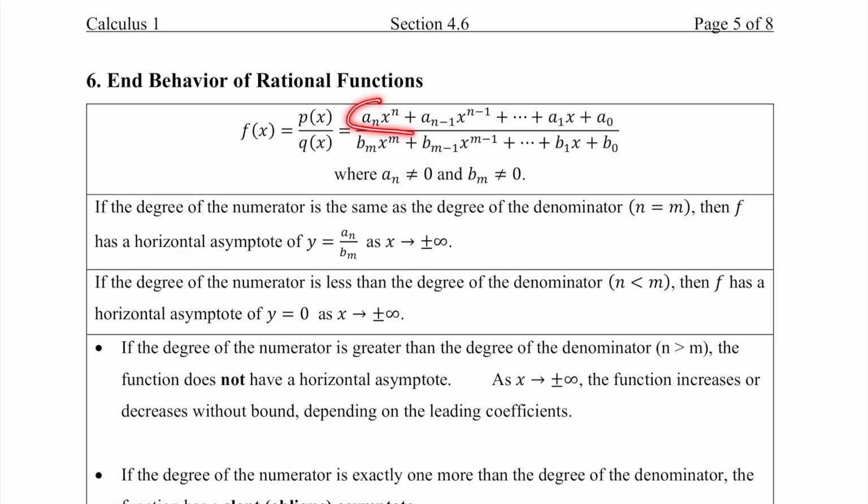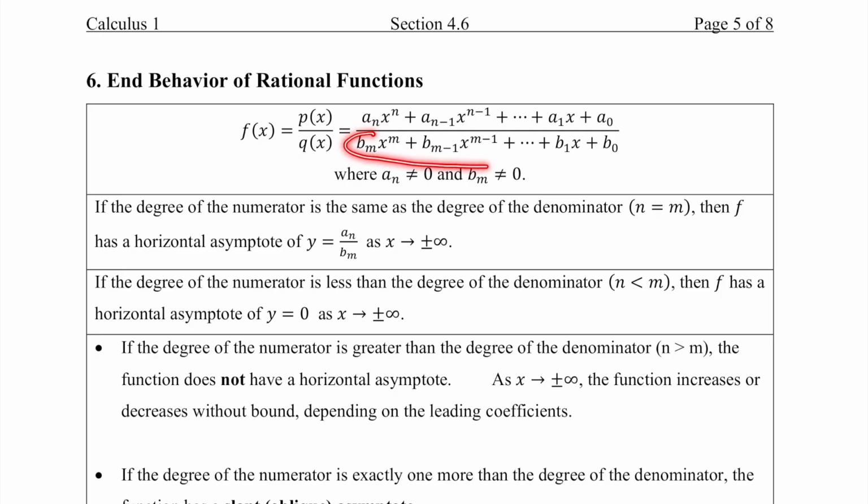In the top polynomial, the leading term is a term with the highest degree, which is an times x to the n. For this polynomial, n is the degree of the polynomial, and an is the leading coefficient.